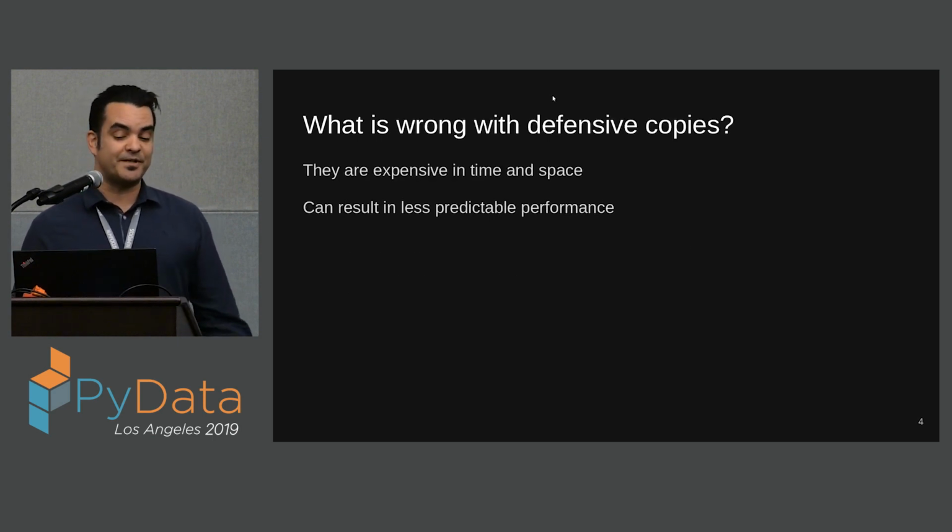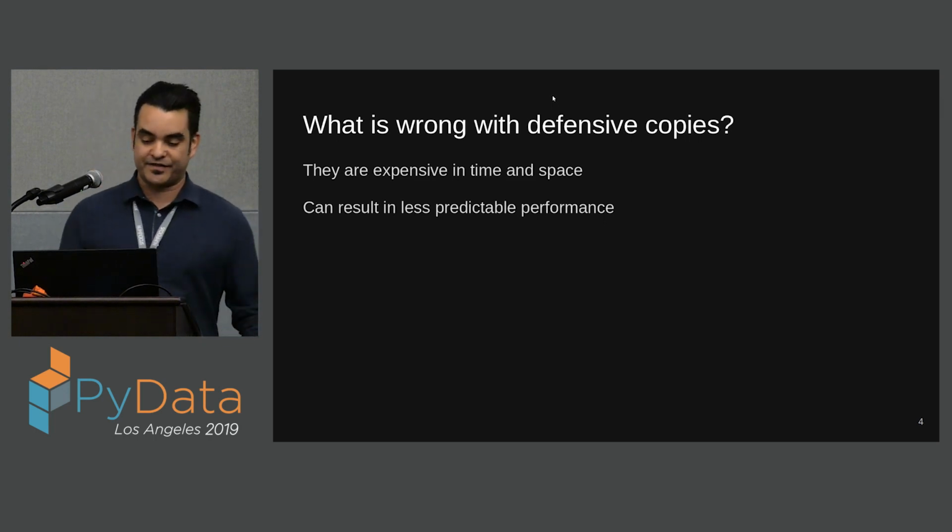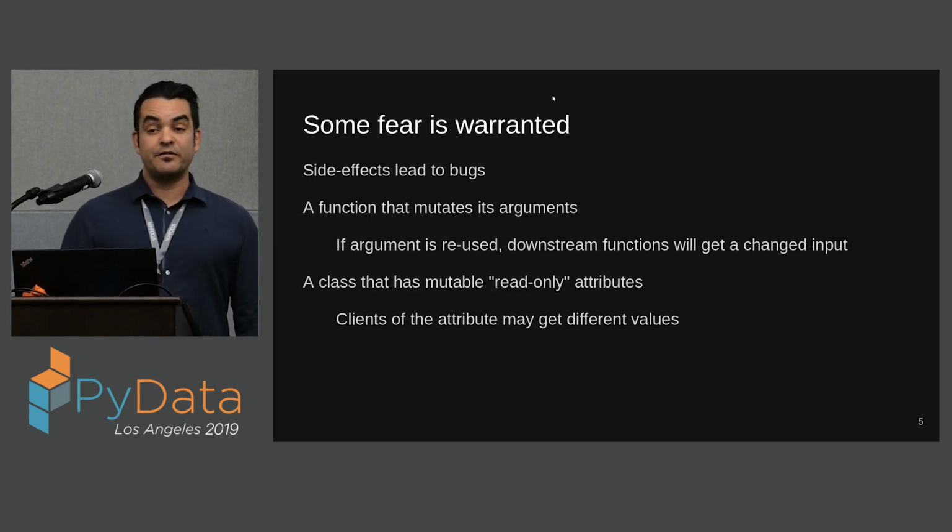So what's wrong with defensive copies? Well, they're expensive in terms of both time and space, and can result in less predictable performance depending on what code paths happen to work through your code. So some fear is warranted.